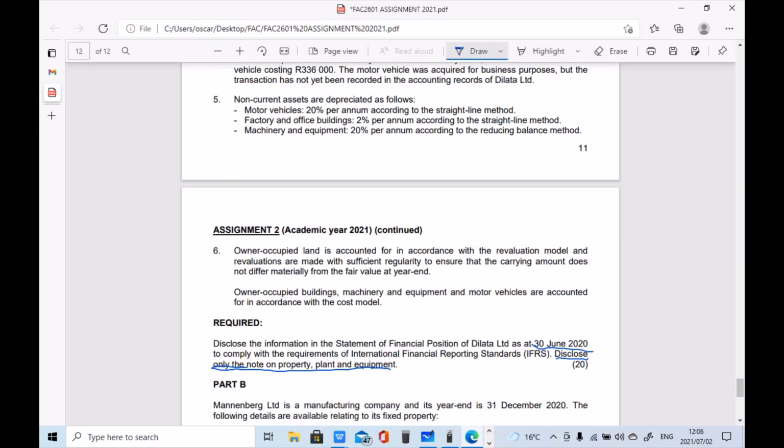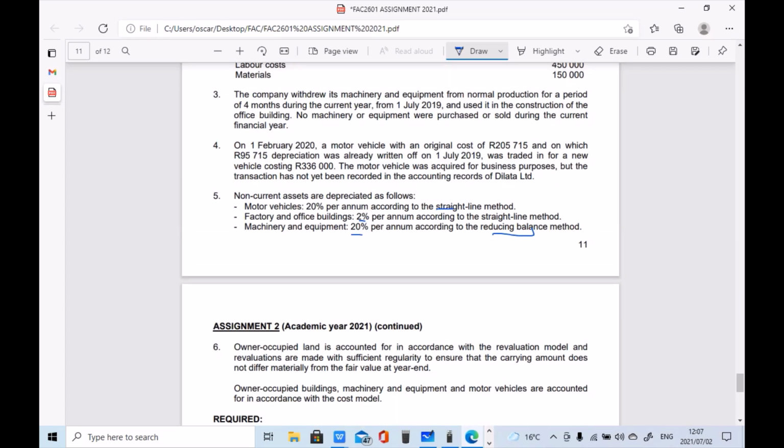Okay, so depreciation rates are given: for motor vehicles it is 20% per annum according to the straight line. Factory and office buildings are at 2% per annum according to the straight line. Machinery and equipment is at 20% according to the reducing balance. So we need to take note that when we're dealing with machinery and equipment, it's actually reducing balance, and when you're dealing with motor vehicles, it's straight line. Factory is straight line. So those are the key touchstones there on our depreciation rates.